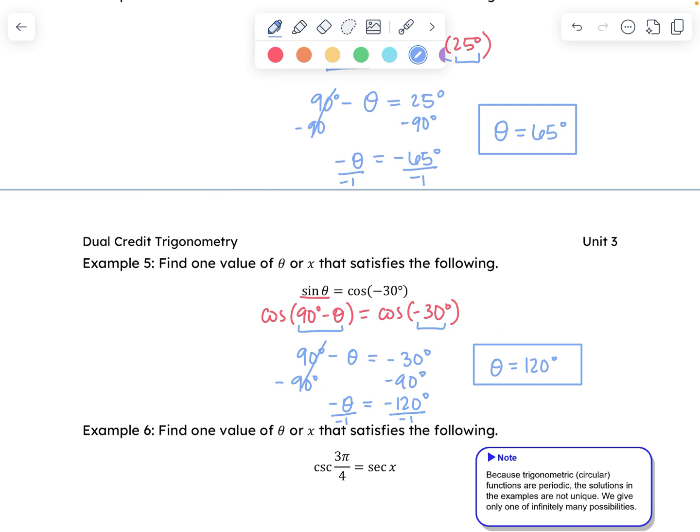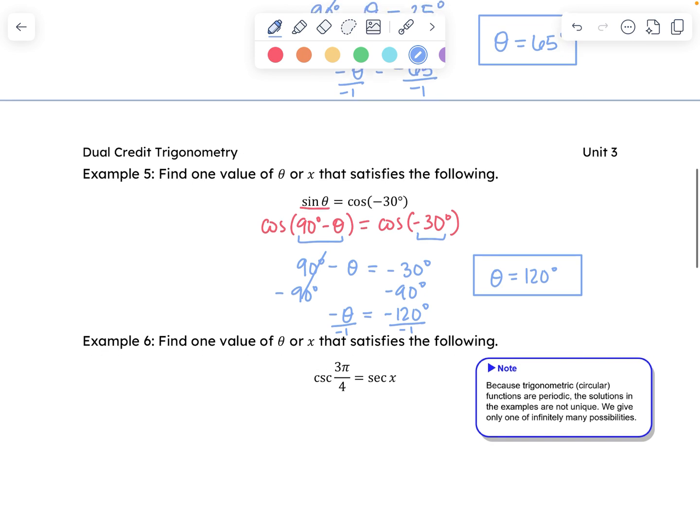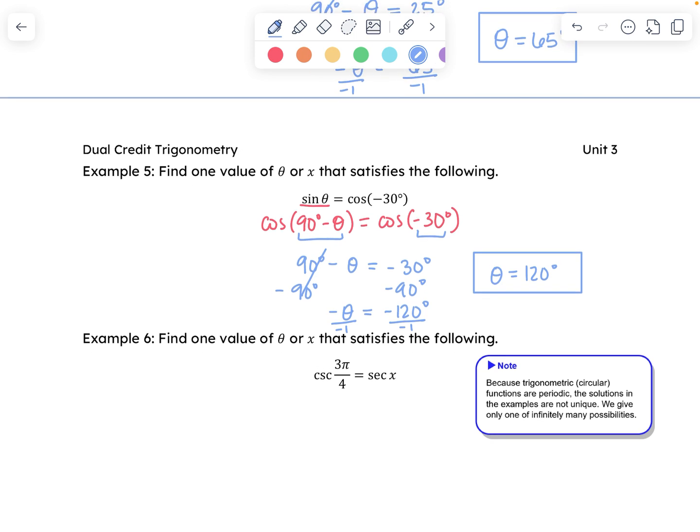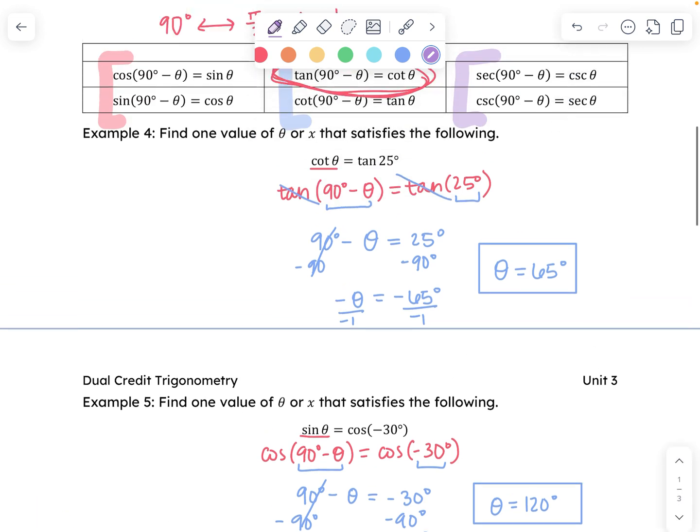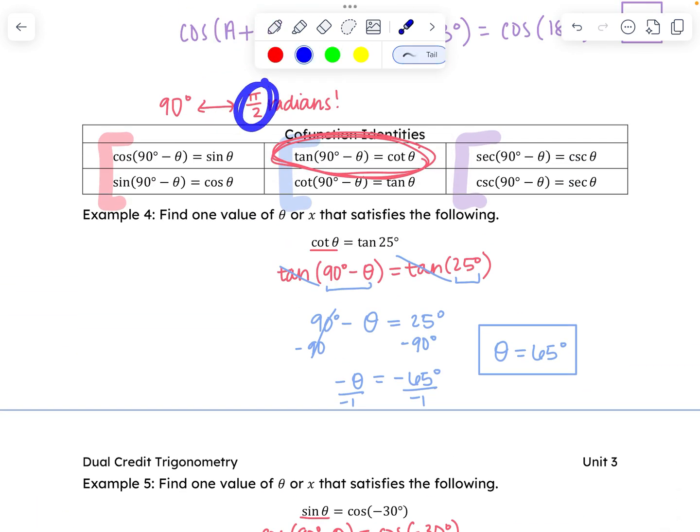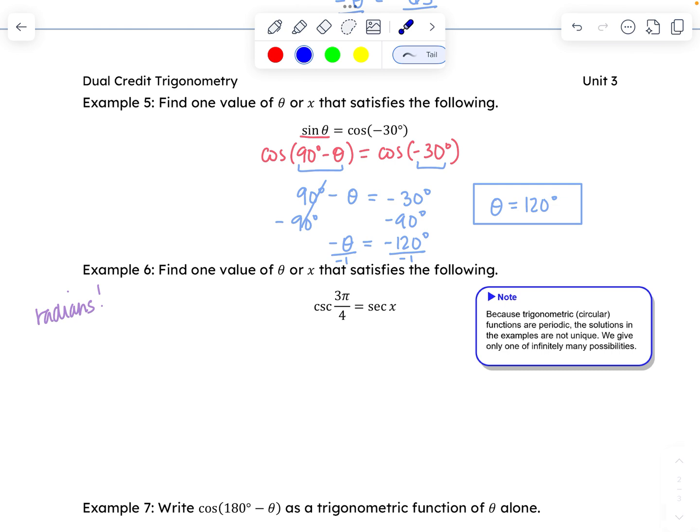And like I was saying, degrees aren't the only thing. If you look at example 6, I don't see any degree signs. So now we are looking at radians. No degree sign means radians. So instead of 90 degrees, this is where I would be using my pi over 2 when I work through this problem. So I've got cosecant and secant. I'm going to rewrite the secant of x as a cosecant. So this side is still cosecant of 3 pi over 4, but now my right side is going to be cosecant of pi over 2 minus x, because we're in radians.